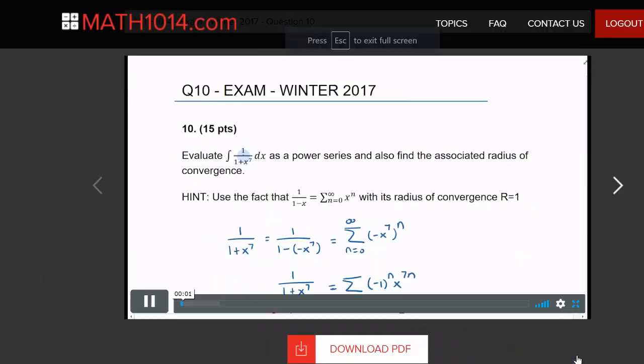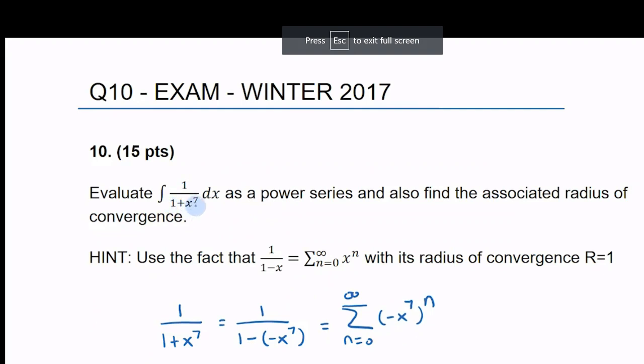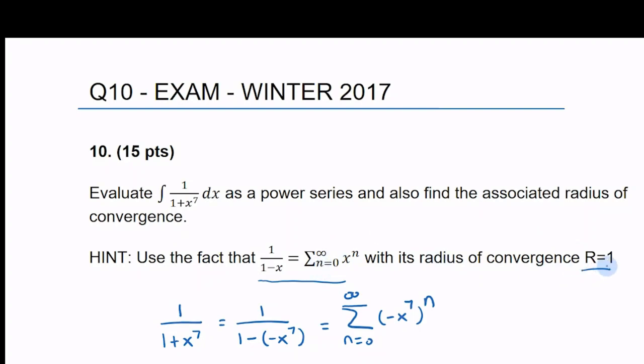Evaluate the integral of 1 over 1 plus x to the 7 dx as a power series. Also find the associated radius of convergence. We're allowed to make use of the fact that 1 over 1 minus x is equivalent to the sum of x to the power of n as an infinite power series, and the radius of convergence of that is also equal to 1. So what we can do is forget about the integral for now. Let's just start with the function 1 over 1 plus x to the 7.